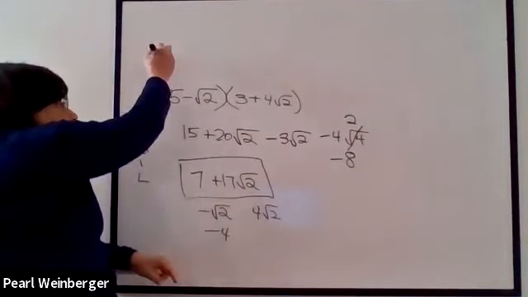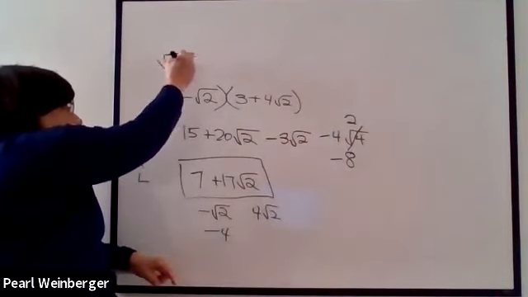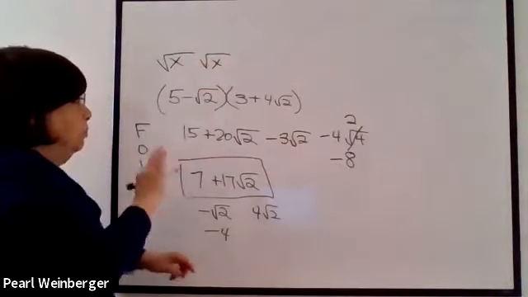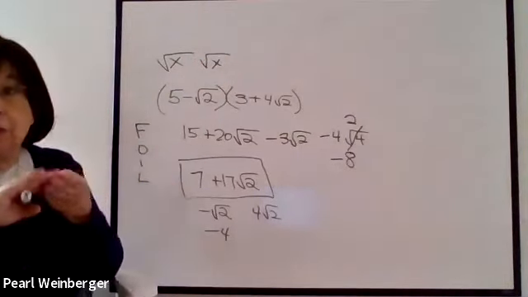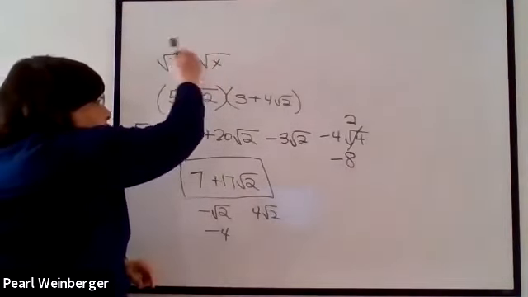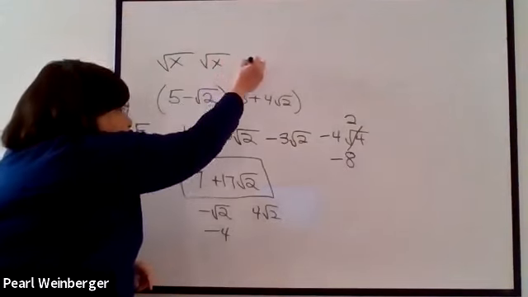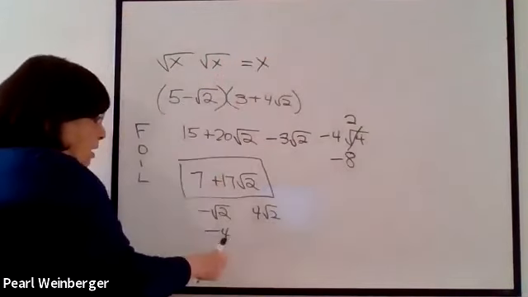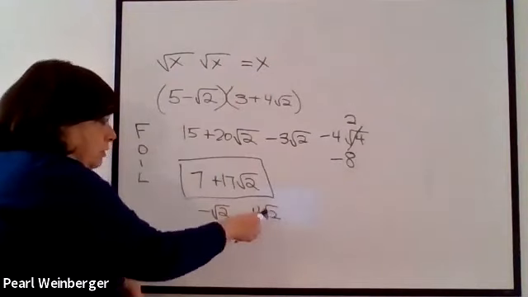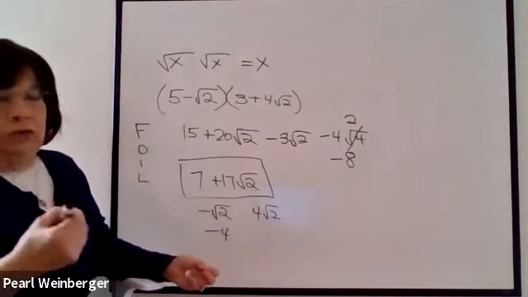Anytime you are multiplying the square root of x times the square root of x, no matter what the x is, if you're multiplying a number by itself, what you're going to get is the square root of x squared, which is just going to be x. In other words, when I multiply the square root of 2 times the square root of 2, I don't have to go to the square root of 4.